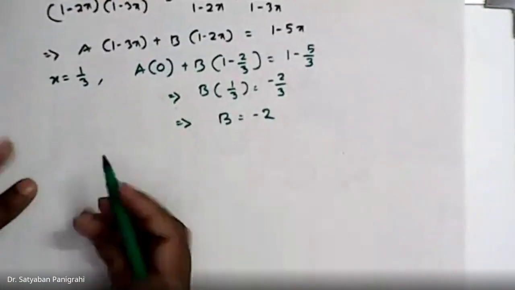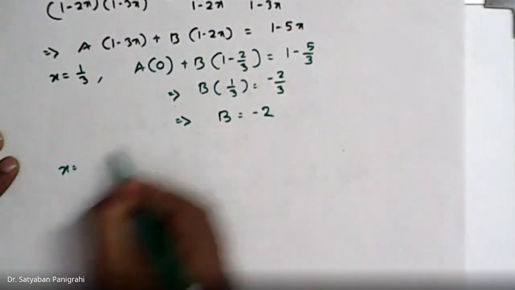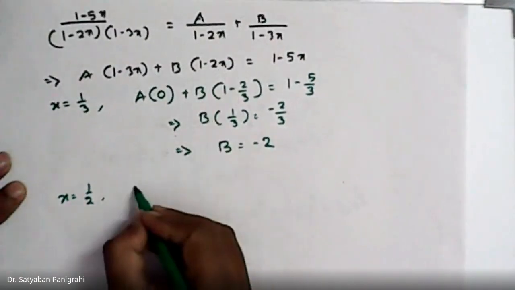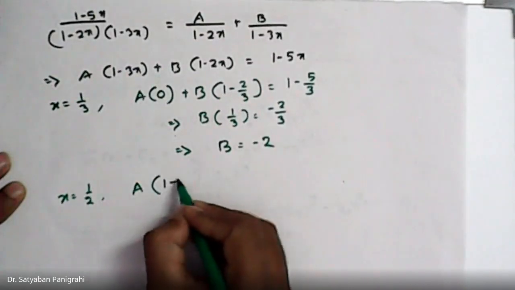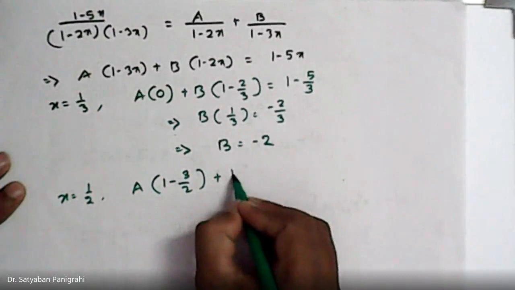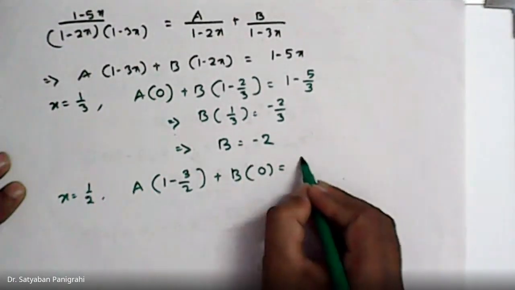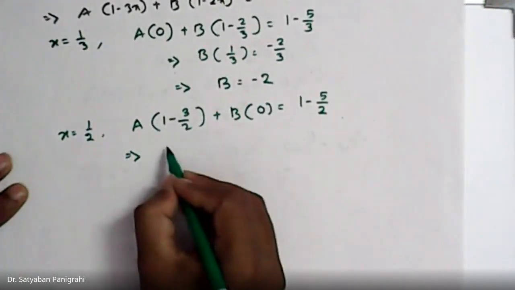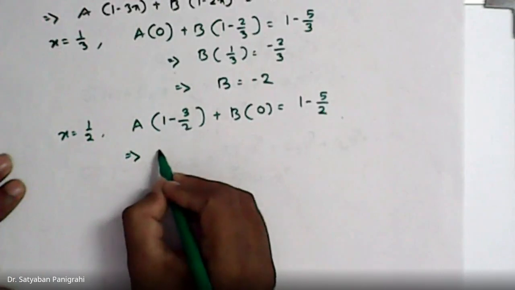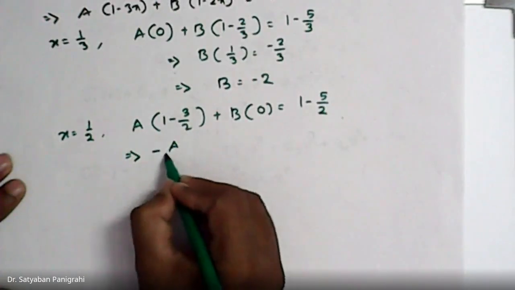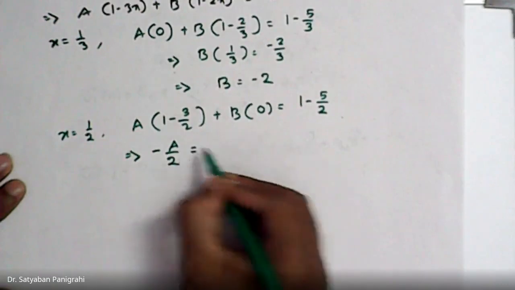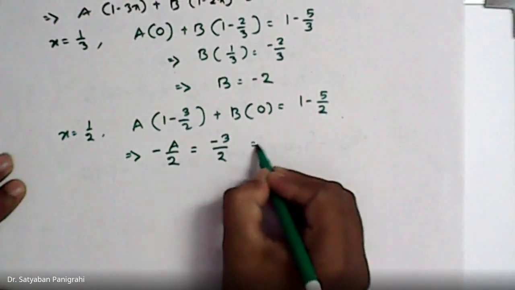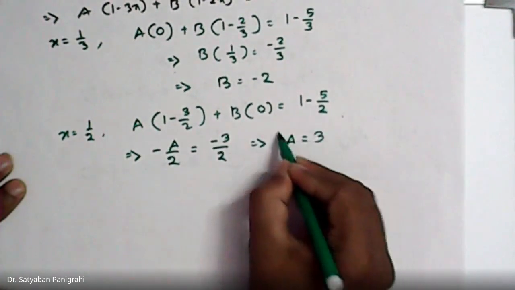Similarly, when we take x equal to 1 by 2, a into 1 minus 3 by 2 plus b into 0 gives 1 minus 5 by 2. So with a little simplification, this gives 2 minus 3, that is, minus a by 2. Here 0 equals 2 minus 3, or 2 minus 5 minus 3 by 2, so we got b value equal to 3.